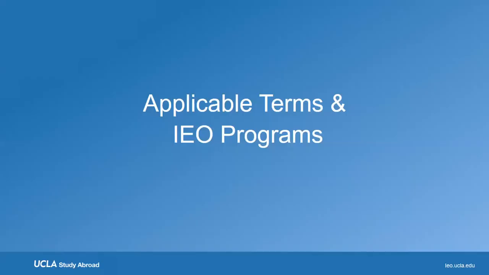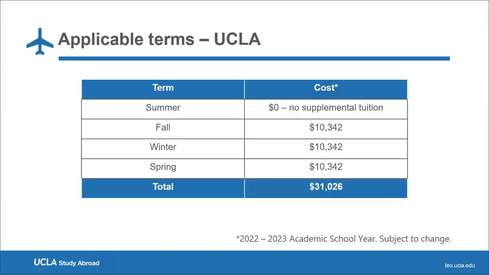So, applicable terms and IEO programs. I have included on screen a brief chart, and this is specifically to UCLA. We're not talking about study abroad just yet. So we see that for the summer, on the right-hand side, it's $0. There is no supplemental tuition. If any of you have enrolled in summer session A or summer session C, for example, you'll notice that you did not incur this cost.